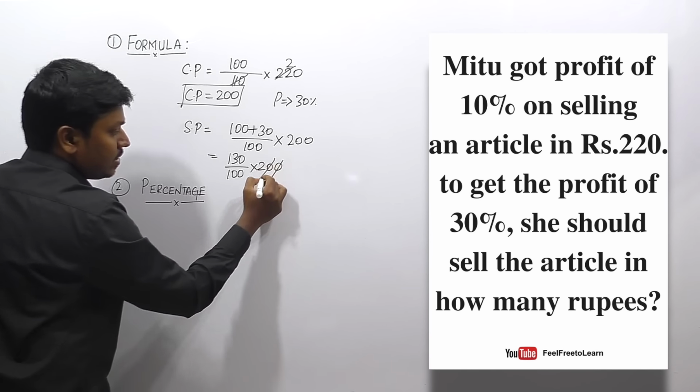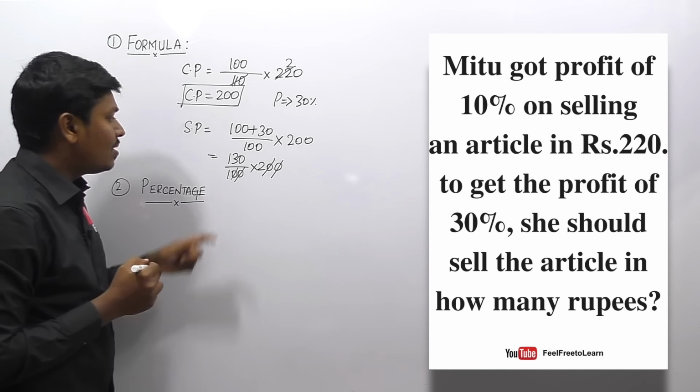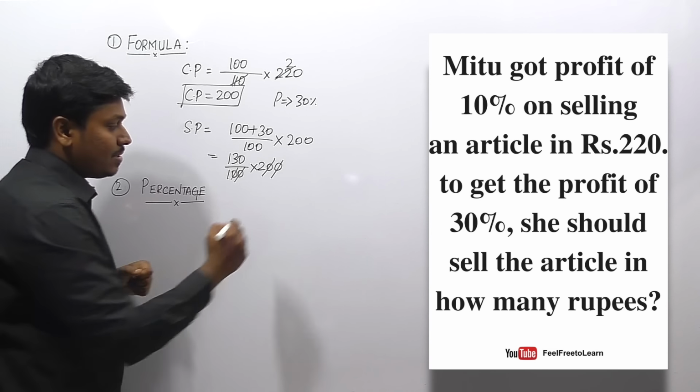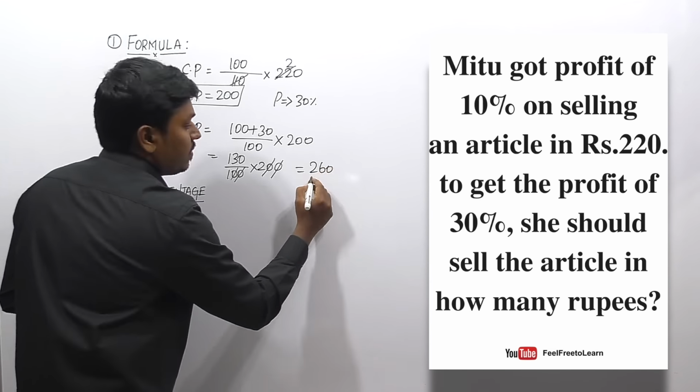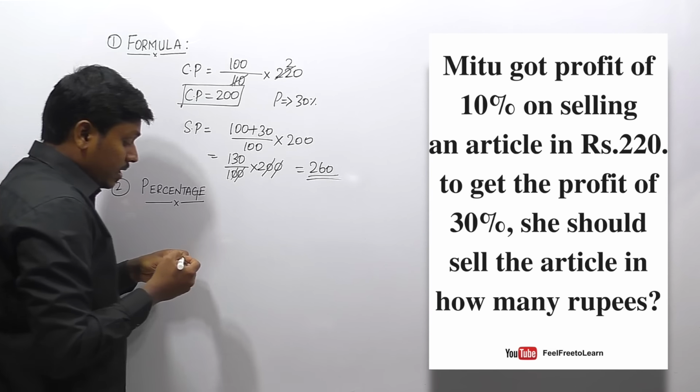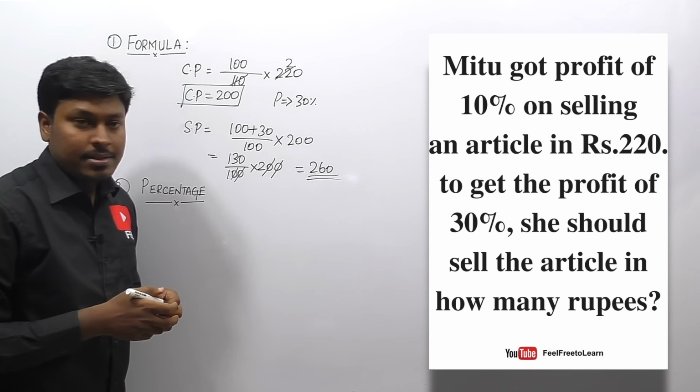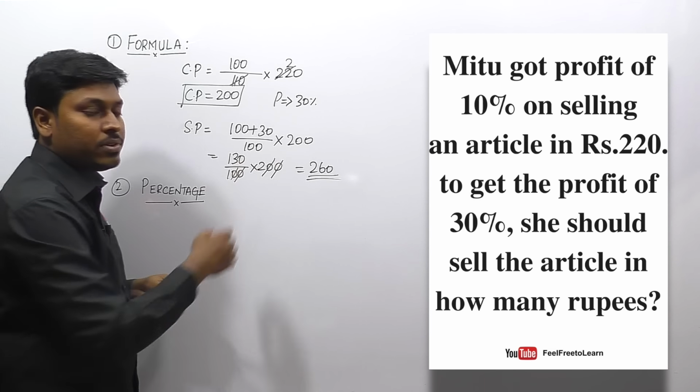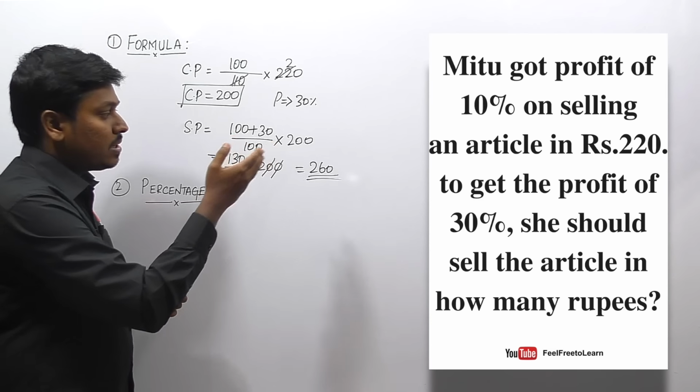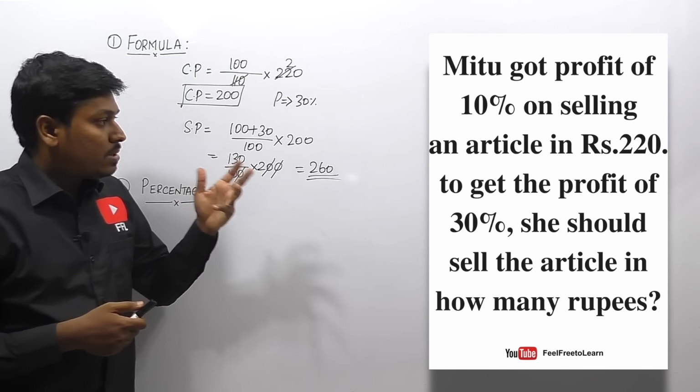So we can cancel the zeros, again we can cancel the zeros. So 130 into 2 will be 260. So finally we can say the selling price is 260. So friends, if he wants to gain 30%, then he needs to sell the article for 260 rupees. So the answer to that question is 260. Let me move on to the percentage method.